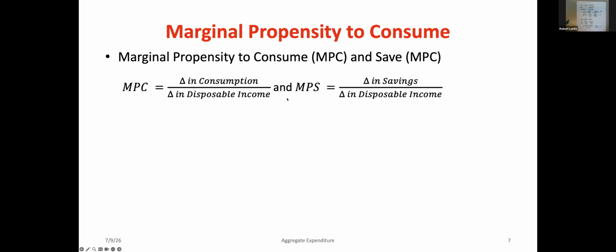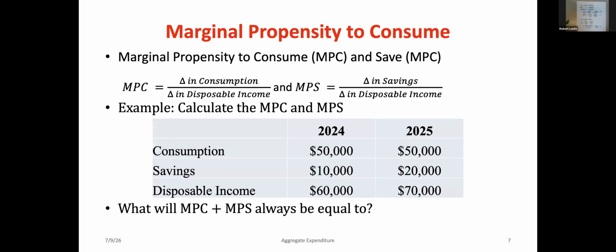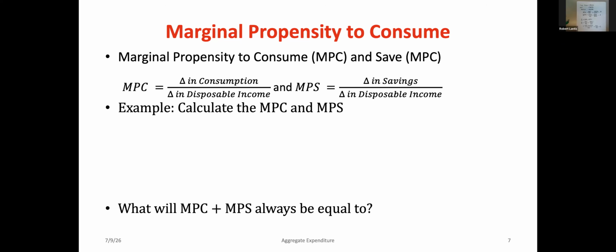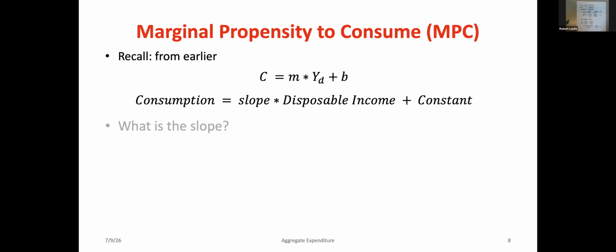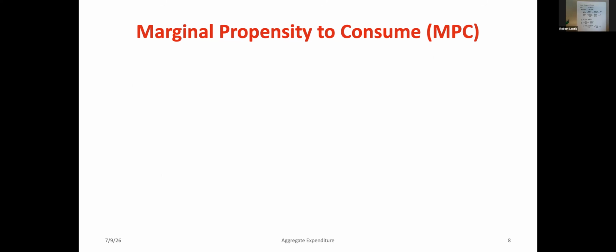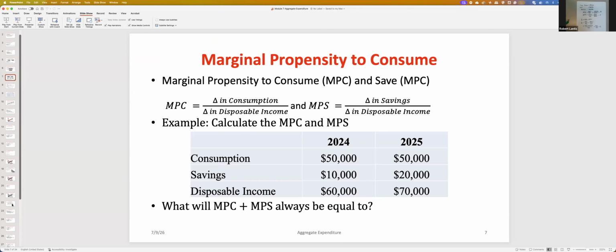So these two things don't necessarily have to add up to one like we had with the averages. Actually, sorry, that's not going to be true. They actually will also add up to one. They should always add up to one, and we'll show why in a second. So let's say I had these two years, and I've got my consumption, my saving, and my disposable income in both years. If I wanted to calculate my marginal propensity to consume and my marginal propensity to save, what would I do here?